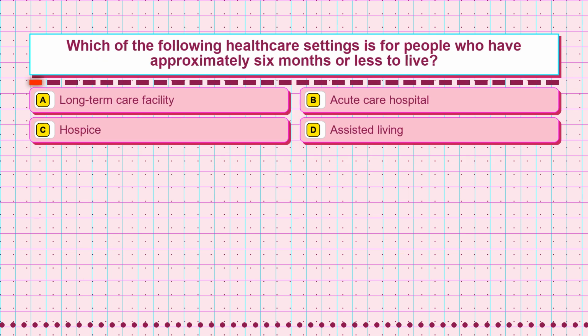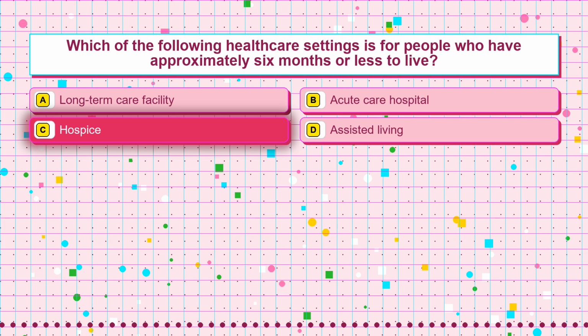Question 48. Which of the following healthcare settings is for people who have approximately 6 months or less to live? Option A, long-term care facility. Option B, acute care hospital. Option C, hospice. Option D, assisted living.